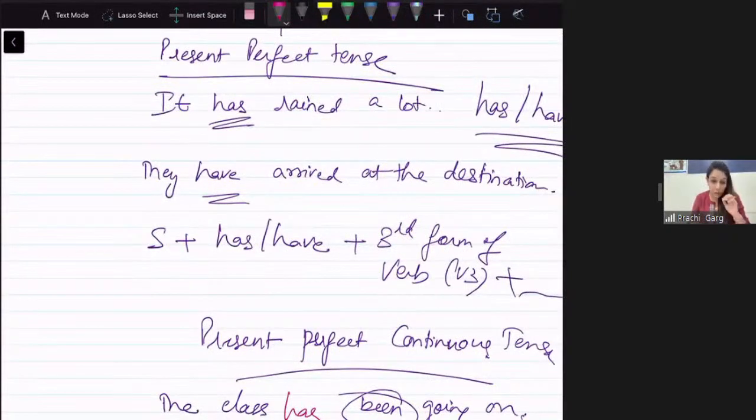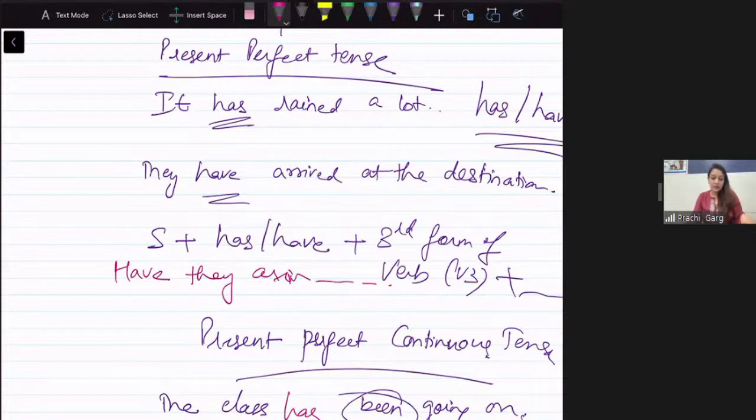Now, how do you ask the question in perfect tense? So you will ask the question, you will take your has and have in the front. Have they arrived at the destination? Rest of the thing will remain the same. Clear? Just that have will come in the front.